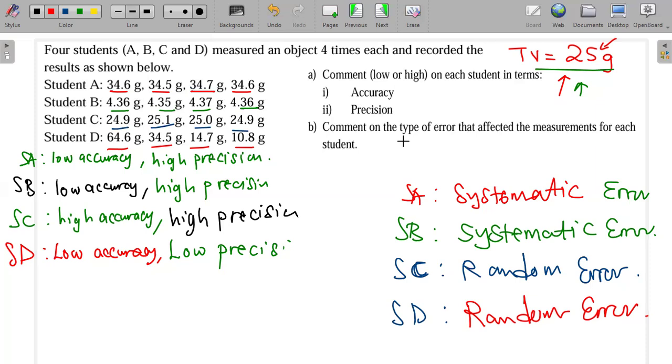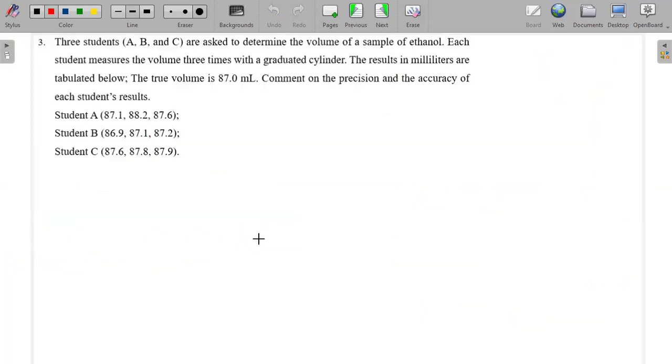Okay, sir. All right, so any questions, guys? So these are some of the simple concepts that you're going to learn in chemistry. I've taught you how to determine if they are accurate, how to determine if they are precise, and also the errors that affect accuracy and what? Precision.